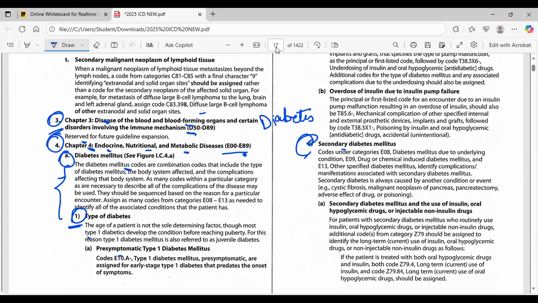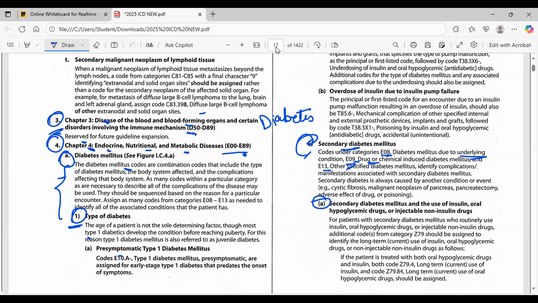So here we have the guidelines. Secondary diabetes mellitus. So secondary means whenever a patient has a condition due to any other reasons. So the patient has diabetes due to some other reason. We have three types of secondary codes: E08, E09, and E13. You have to use E08 whenever the patient has diabetes due to disease, E09 whenever the patient has drug-induced diabetes, and E13 for any other specified reason, maybe post-procedural, or any other reason.